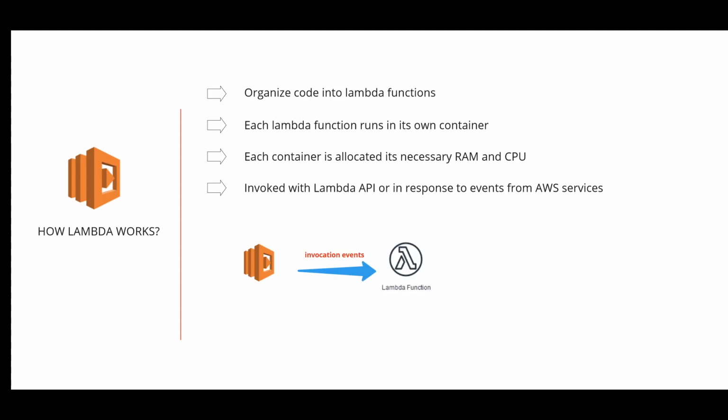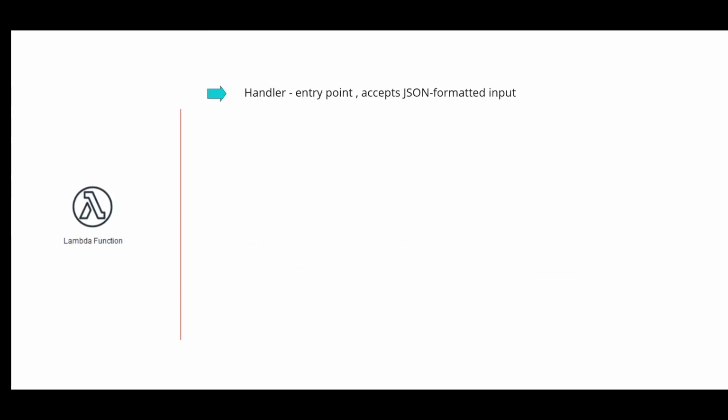So in summary, a Lambda function is a program or script that runs in AWS Lambda. Lambda then passes the triggered events, or the invocation events, to your function, which processes the events and returns its response. Now let's look at the Lambda function structure.